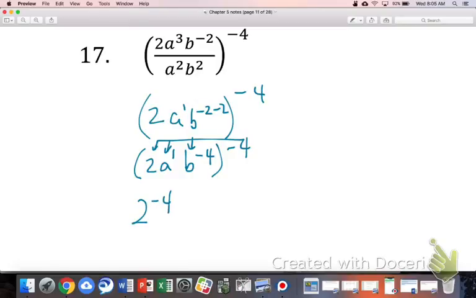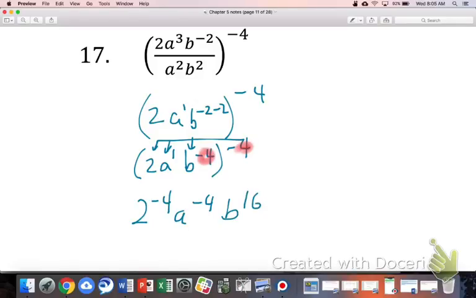2 to the negative 4th, a to the negative 4th, and then what do I do with this exponent and this exponent? Base to a power to a power. You multiply, yeah. So if you have a base, which is a b, and that base has an exponent, and then there's a whole other exponent on that, like this situation, that's when you multiply your exponents. Negative 4 times negative 4 is 16.